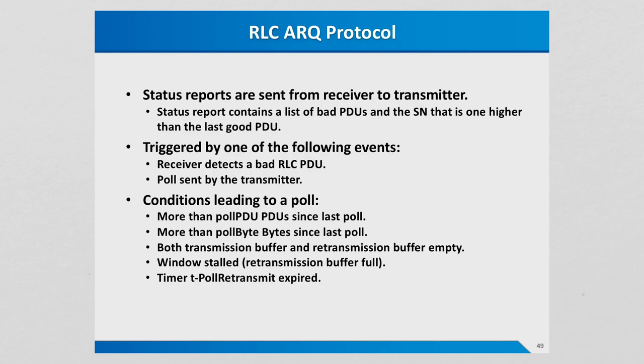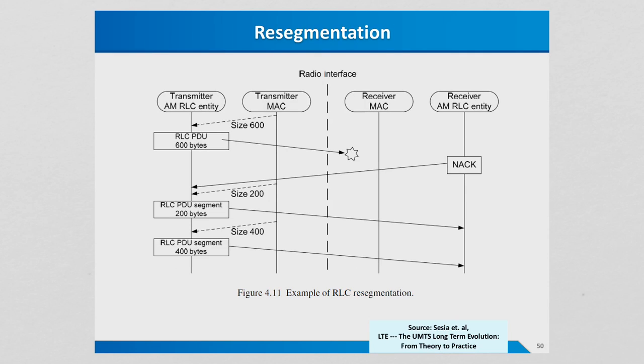So there are some conditions that can lead to a poll. Basically, if it's been a while, so more than a certain number of packets or PDUs, or a certain number of bytes, or if the transmission buffer is empty, or upon a timer or a window stalling, or a timer expiring. So there are various things that can cause a poll to be sent, and then if either a poll is sent or if a bad RLC PDU is detected, then the receiver will respond with a status report, and the status report will then let the transmitter know what needs to be resent.